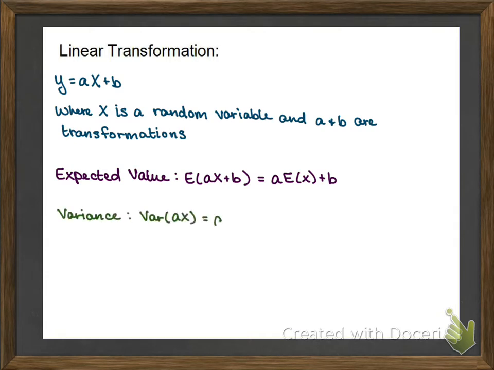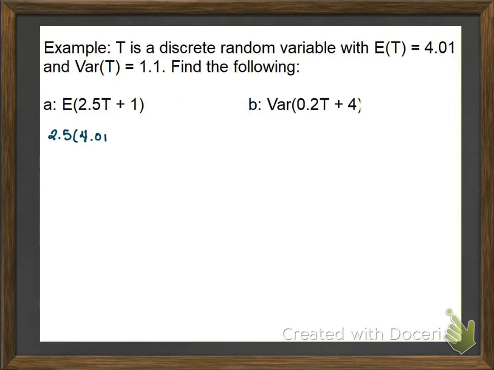For the variance, we have the variance of ax equals a squared times variance x, and the variance of x plus b is just the variance. So what that means is if we have the transformation ax plus b, no matter what, our variance will be a squared times variance x.